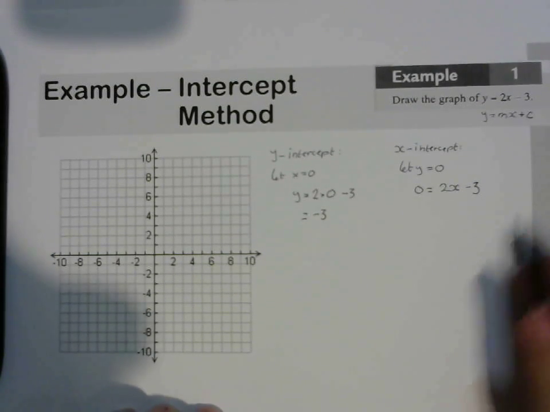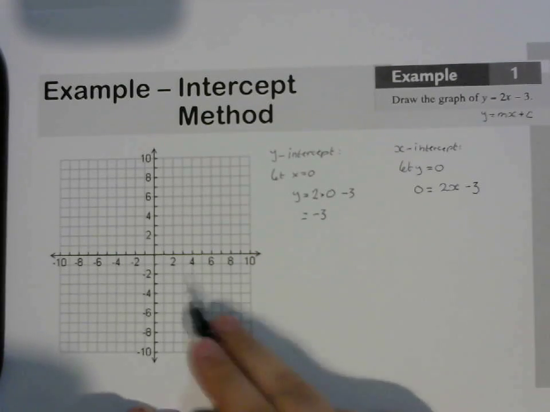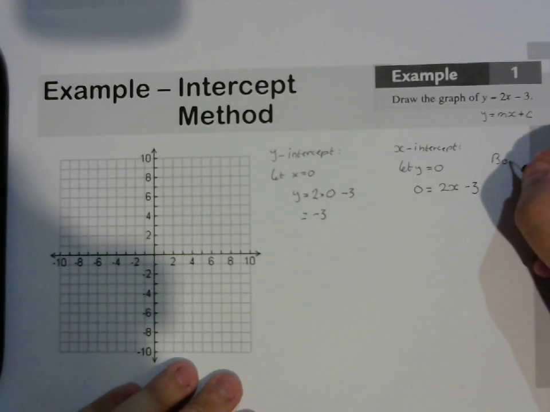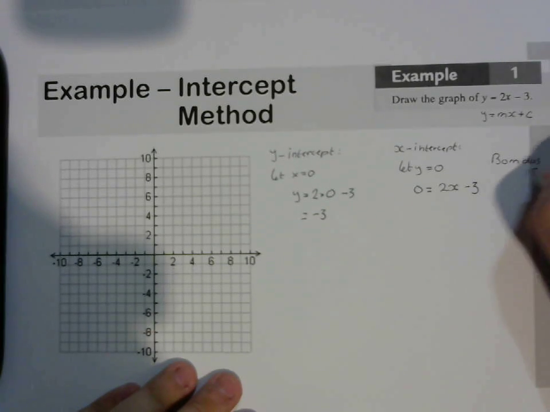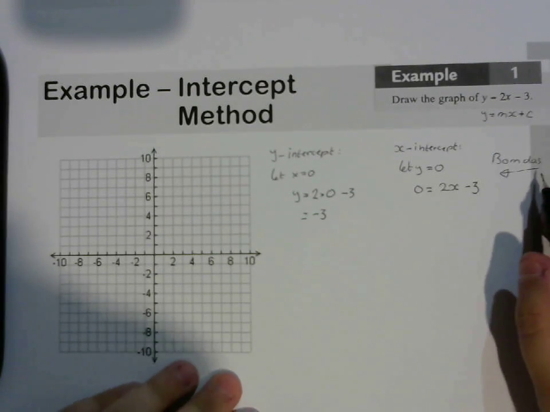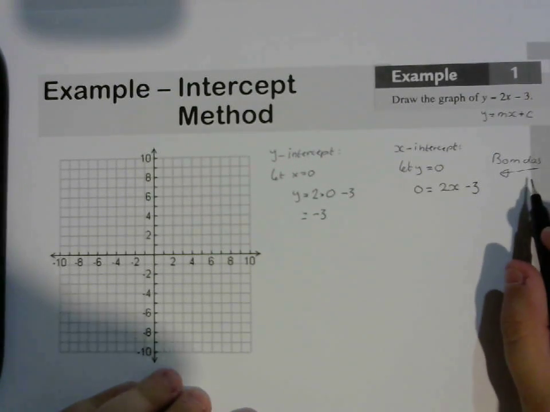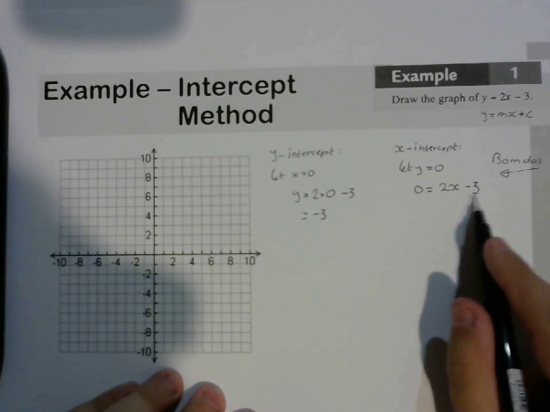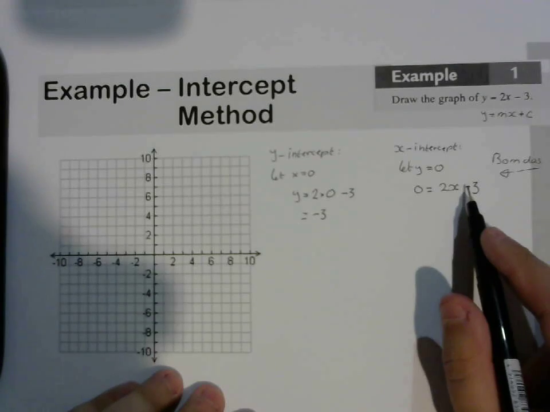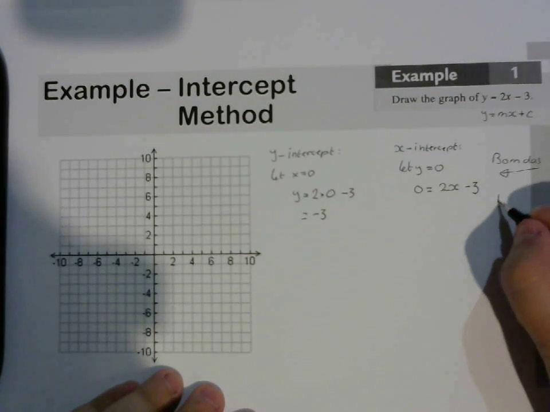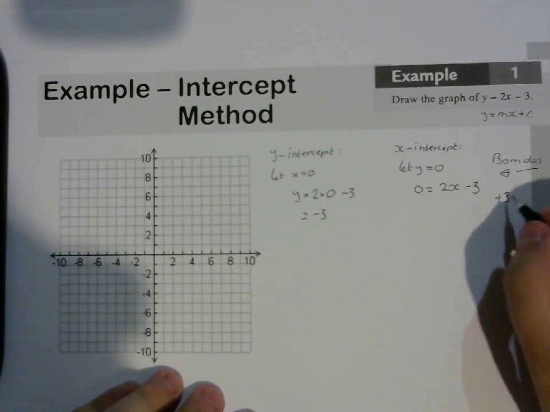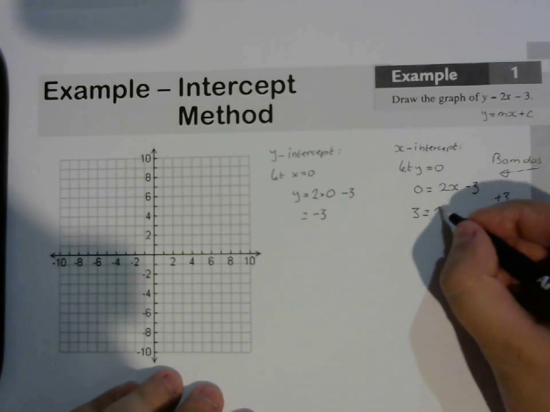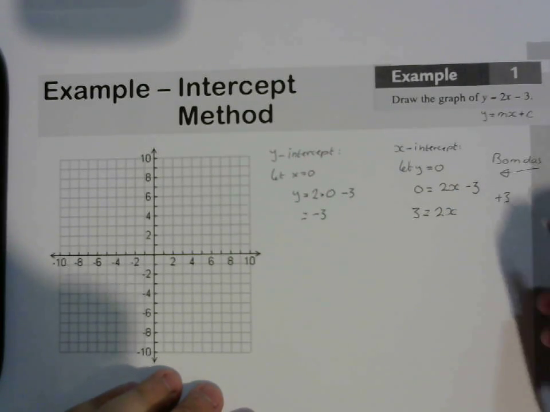Now we're going to have to rearrange that equation to be able to draw our line. So reverse BOMDAS. We're going to get rid of all of our subtraction and addition items first, and we can see over here that the only one we've got is this minus 3. Now the opposite of minus 3 is plus 3, so I'm going to add 3 to both sides. And we're going to have 3 equals 2x.